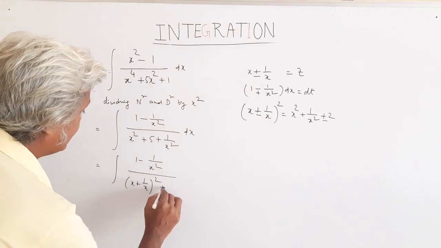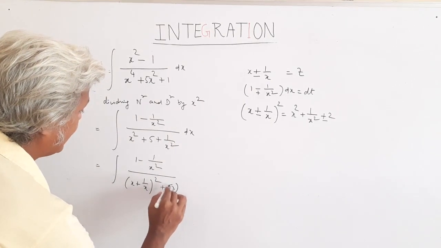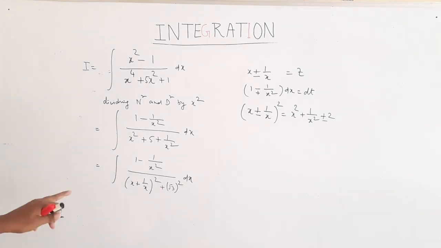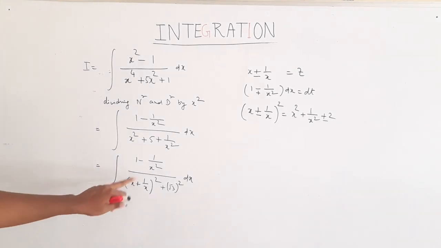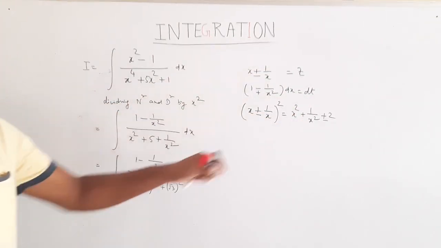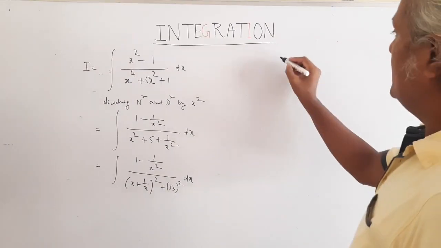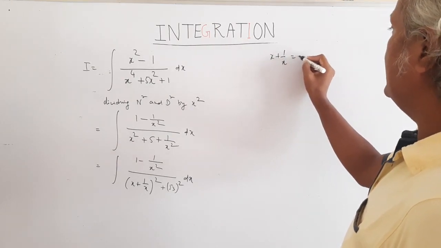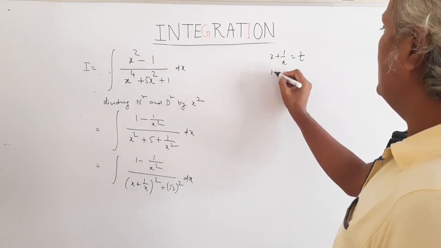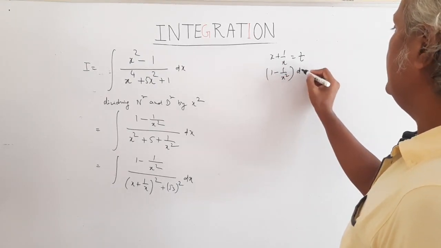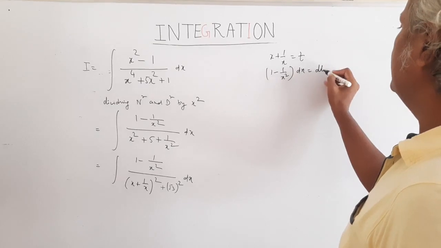So I write this root 3 square here as it is. Now, in this condition, I am going to assume this x plus 1 by x as t. For that I want to clear this part of the screen. So I say let x plus 1 upon x be t. Therefore (1 minus 1 upon x square) dx is dt.